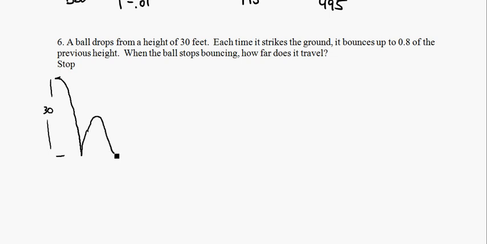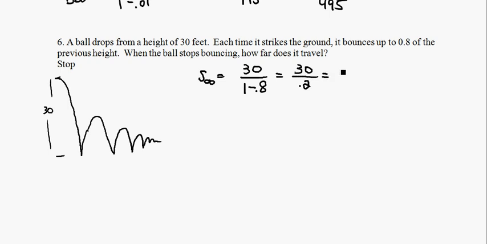Obviously not to scale. And then it bounces back up and then bounces back up. And we're assuming that it continues bouncing an infinite amount of times. So my first term is 30 and the common ratio is 0.8. So my infinite sum will be 30 over 1 minus 0.8. So 30 divided by 0.2 is going to be 150. So 150 is actually not our final answer. 150 only represents half of this distance.